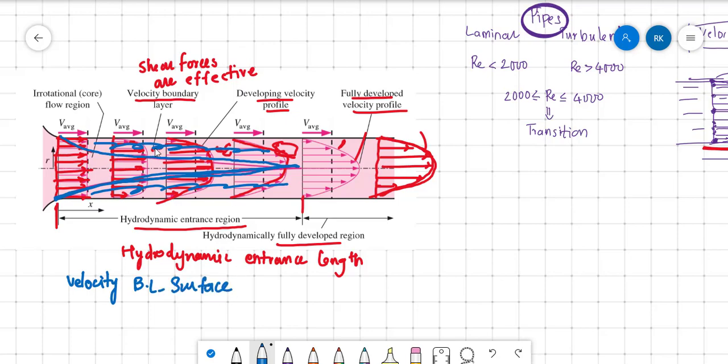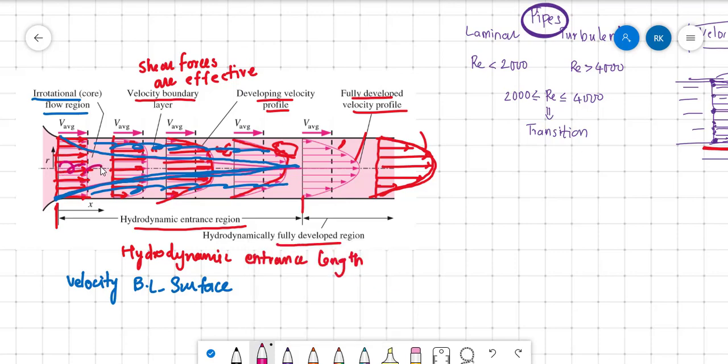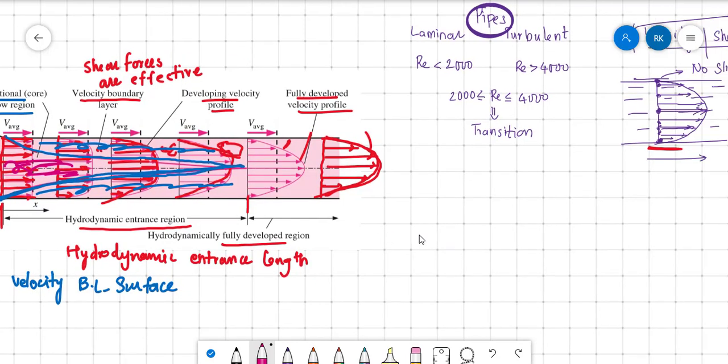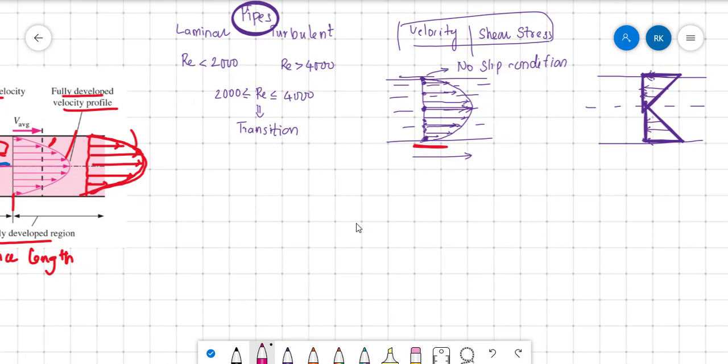That divides this velocity boundary layer and the irrotational flow region. This is called the irrotational flow region. So now let us find out what the shear stress is.